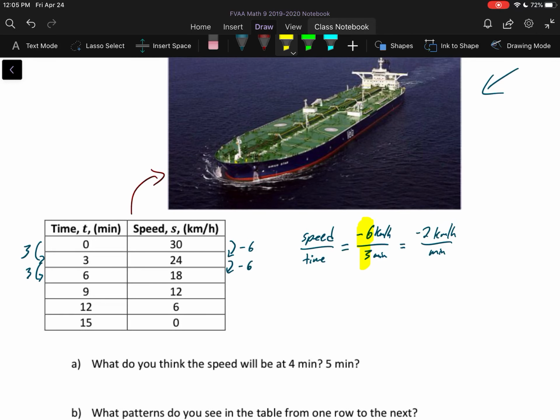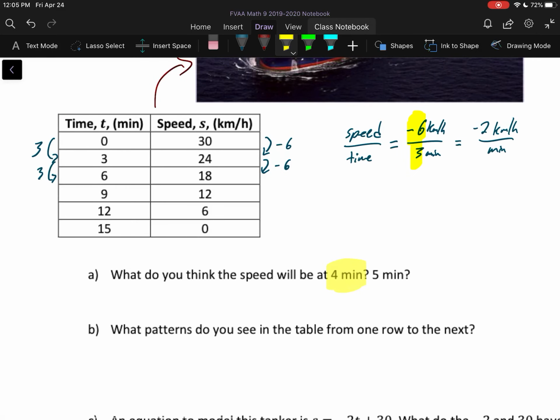So that means at the fourth minute, if at the third minute it's traveling at 24 kilometers an hour, after 1 more minute, the speed will have gone down by another 2 kilometers based on what we saw here. So the speed at 4 minutes should be 22 kilometers per hour. And after 5 minutes, the speed would be 20 kilometers per hour because you have another minute that's gone by, so another 2 kilometers of speed has been reduced in that minute.